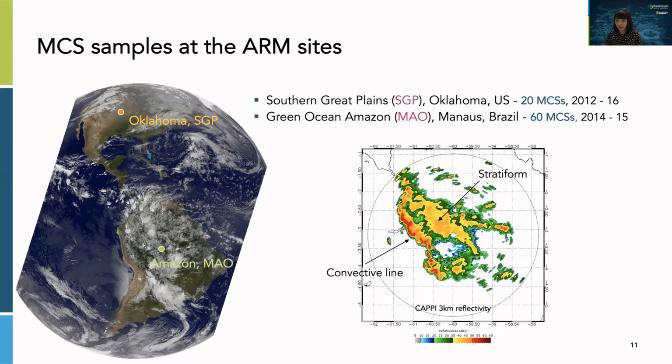So we did the selection based on scanning radar images like the one shown here. This is one of the Amazon cases. You have this very strong convective line with higher reflectivities and also this broader stratiform area behind that with lighter precipitation. So this is a typical feature that we're looking for on the satellite images. In this talk, I will only focus on the convective part of the storm where you have radar reflectivity larger than 40 dBZ.